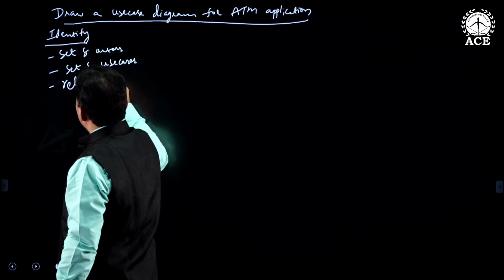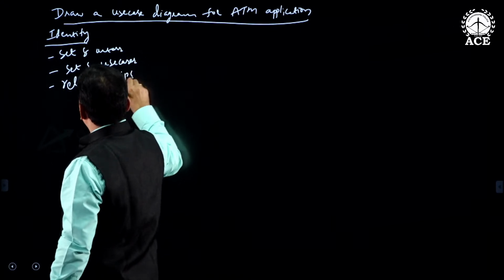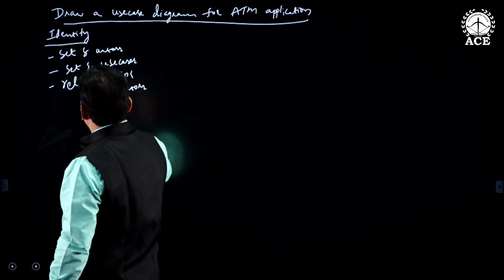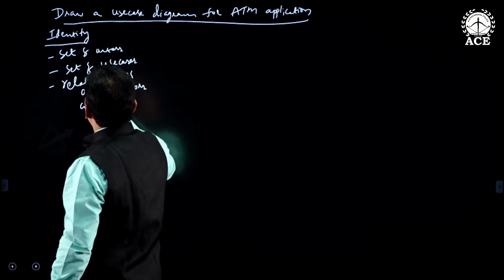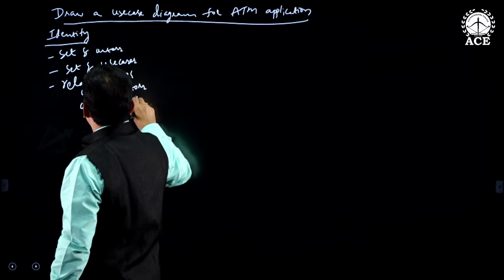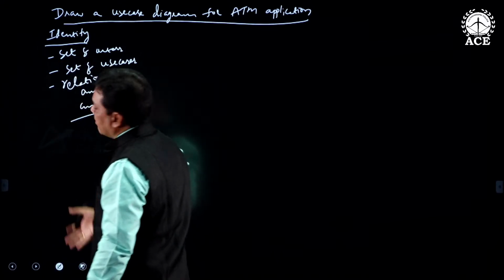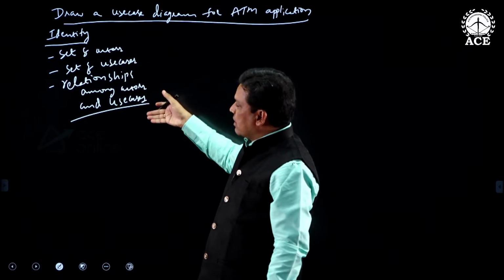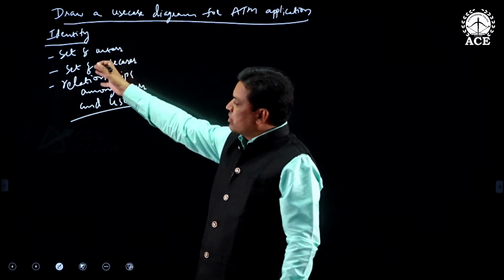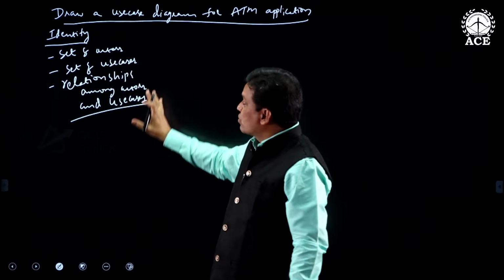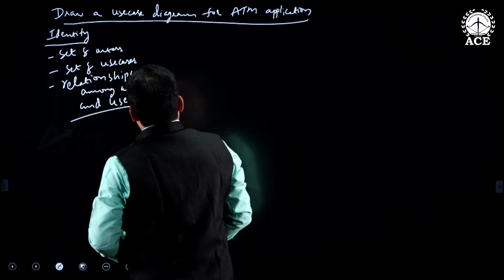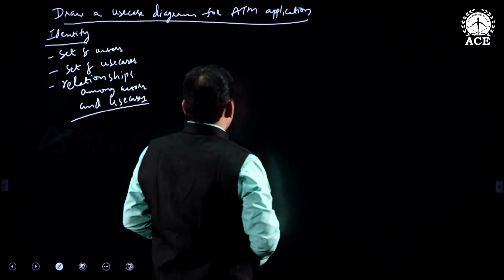Relationships among actors and use cases. As a designer you have to perform this analysis, and identify the set of actors and corresponding use cases, and the suitable relationships to be established among actors and use cases. So we are trying to model the use case diagram for an ATM application.